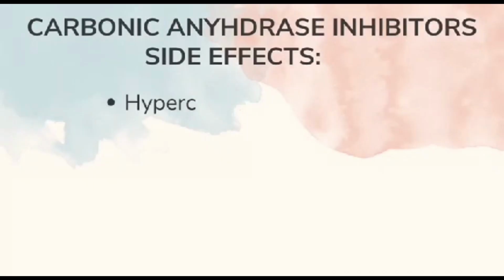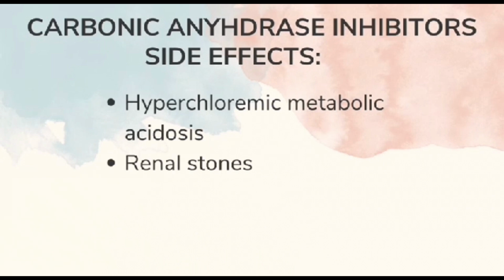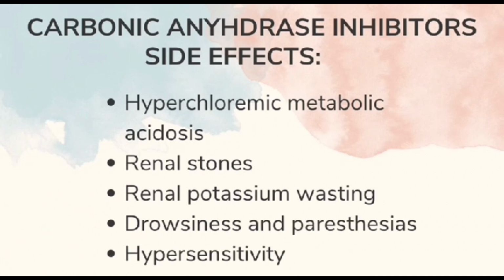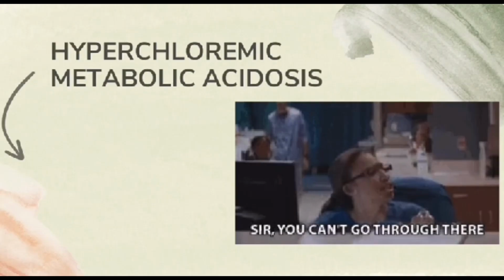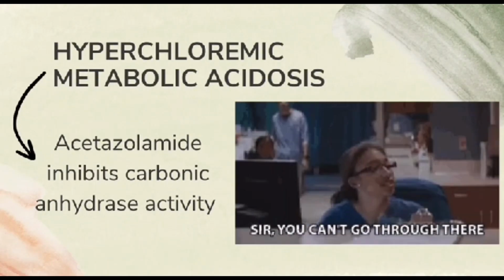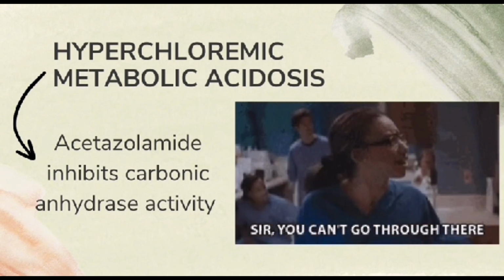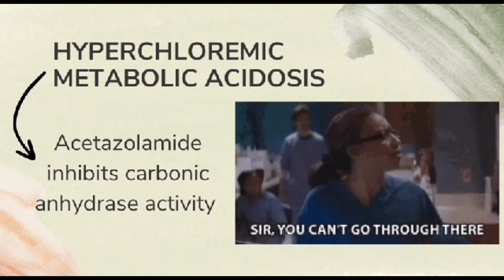We have discussed the mechanism of action and the uses of diuretics. Let's take a look at the antagonist effect and the interaction with other drugs. So first of all, I want to start with the carbonic anhydrase inhibitor of side effects. We have hyperchromic metabolic acidosis, renal stone, renal potassium wasting, drowsiness or tingling feeling, and hypersensitivity. Hyperchromic metabolic acidosis is predictably result from chronic reduction of body bicarbonate stored by carbonic anhydrase inhibitor and limits the diuretic efficacy of this drug for 2 or 3 days.